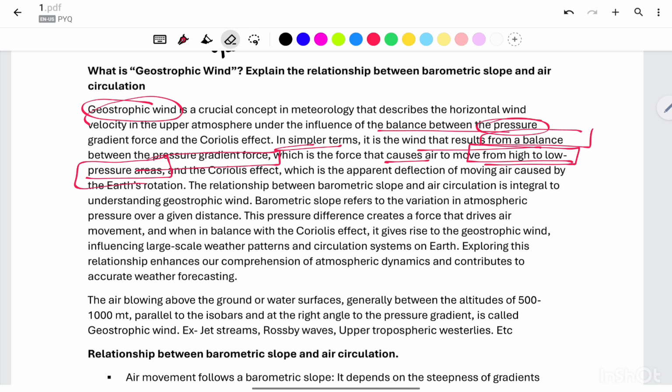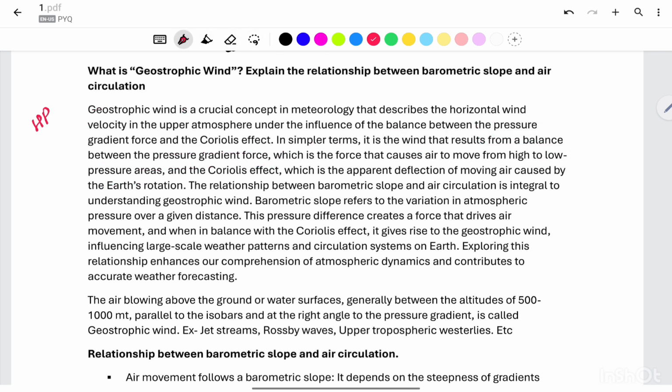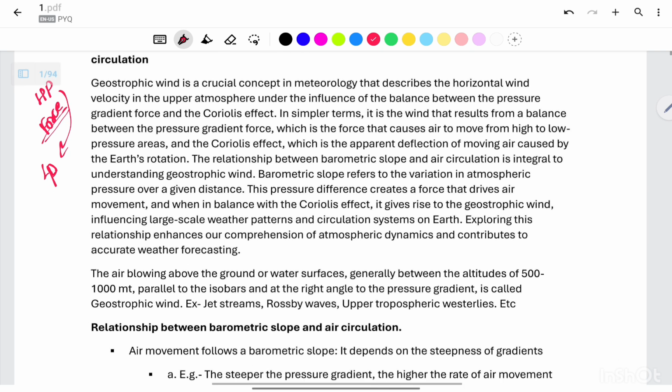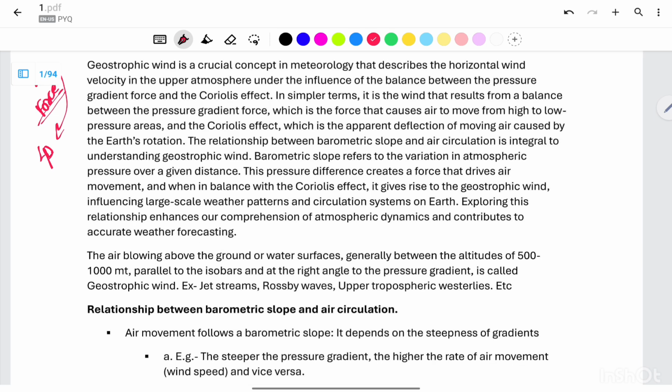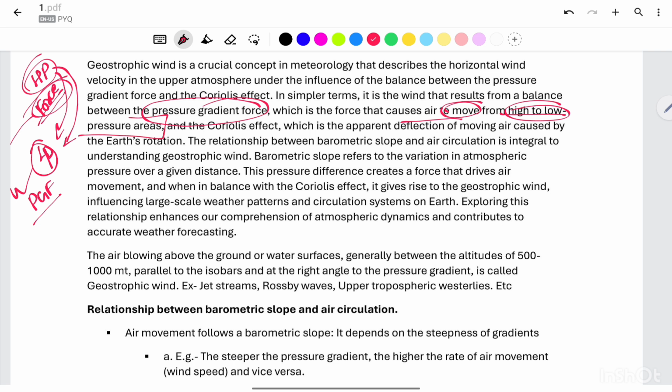Right. Now, air moves from high pressure to low pressure areas. There is a force between the high pressure and the low pressure areas, and because of this we have the pressure gradient force. It is the force between high pressure and low pressure areas, and it causes the movement of the air from the high pressure to the low pressure areas.